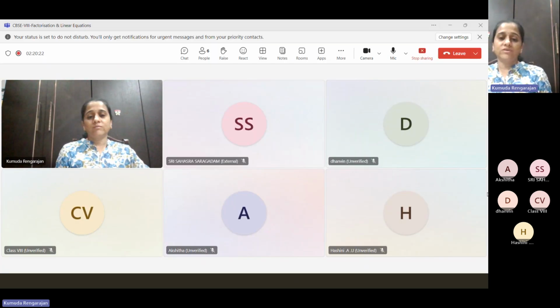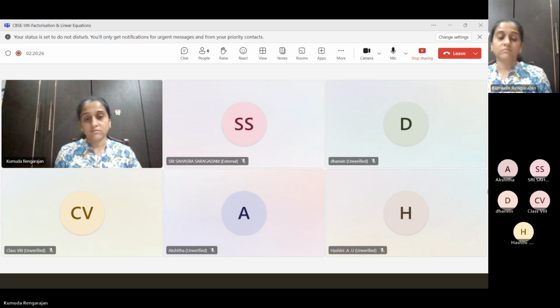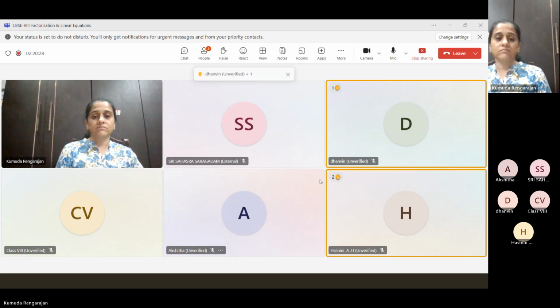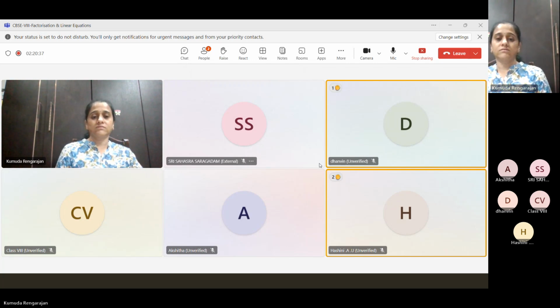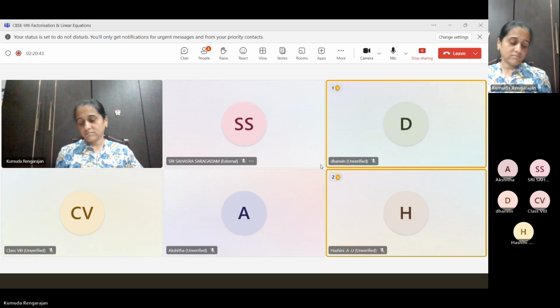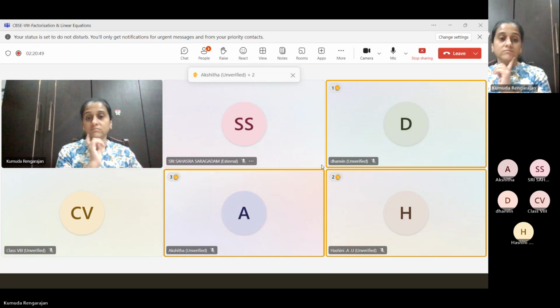Online children, use emoji, raise your hand. Tanvir, Hasini, Akshita and Sahasra. Are you there? Akshita is there, Sahasra.